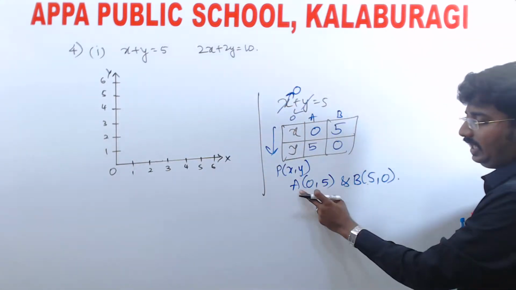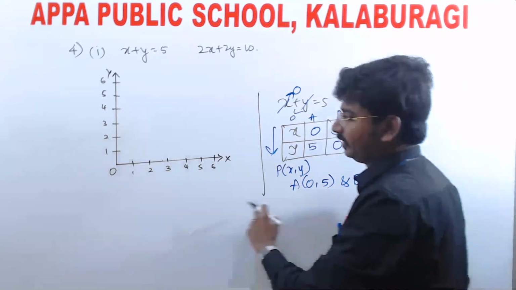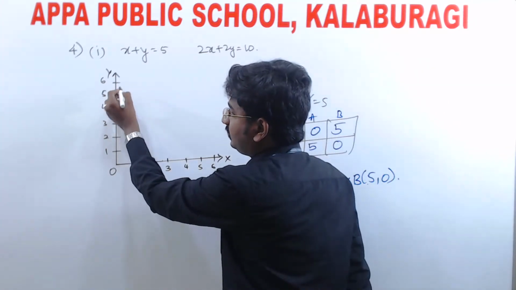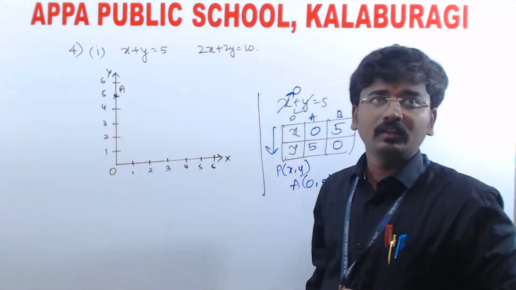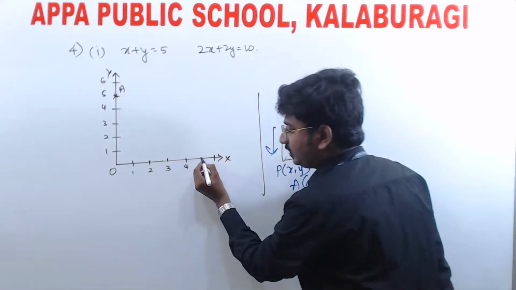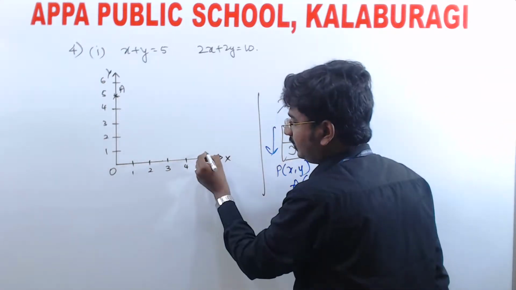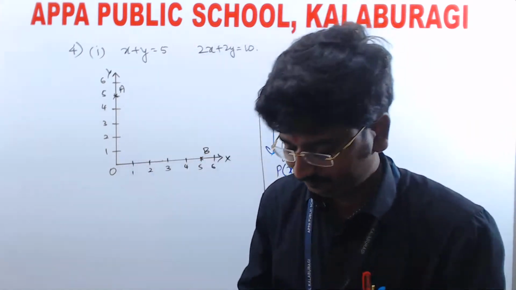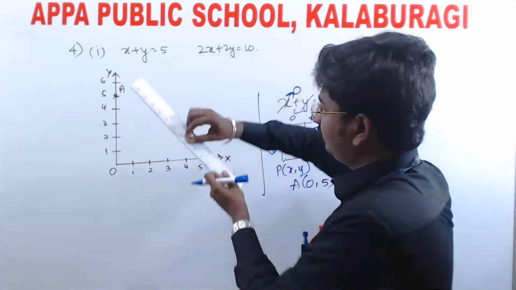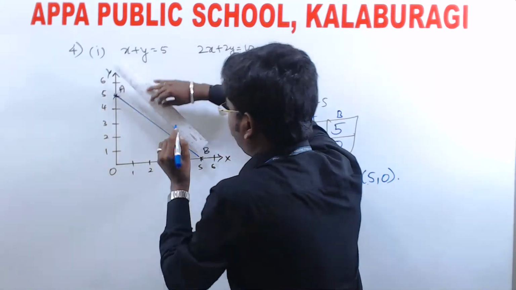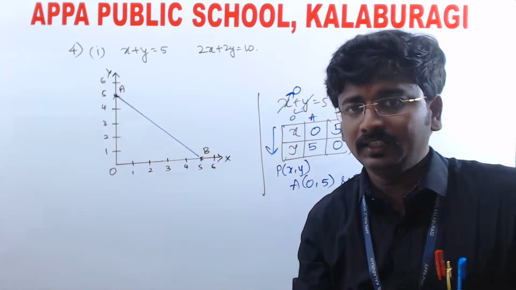Now see the points. A is (0, 5). The x value is 0. This is point A. Okay, then what is point B? (5, 0). The x value is 5, and y is 0. So this is B. Now you can join these two. Join AB. That's it. You got a linear equation.